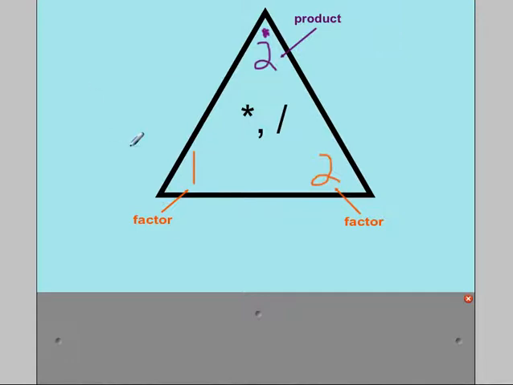Okay? And so here we could write 1 times 2, so our factors, is equal to, switch my color, 2. And then if I wanted to do it the other way around, because I know my turnaround facts, 2, my factor, times 1, my other factor, I know that is going to equal the product 2 as well. All right?